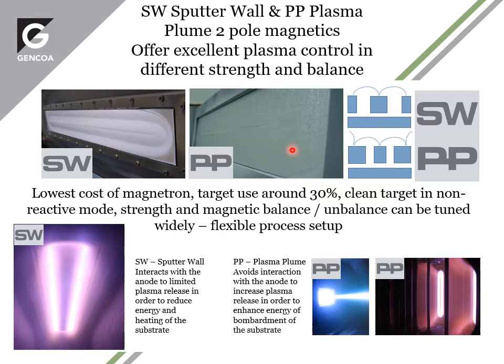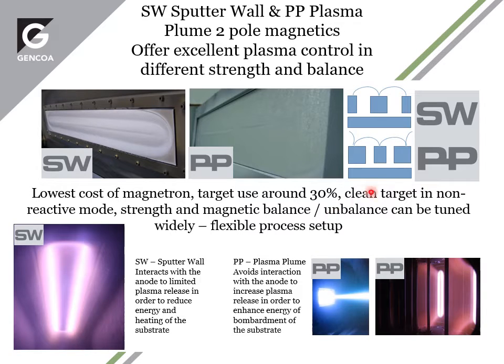Unbalanced designs magnetically have an ability to release the plasma to a system, to a process, so it does the sputtering job, but also it allows plasma to be released, and that release of plasma helps the energy in the system and can produce, let's say, denser, more decorative films.